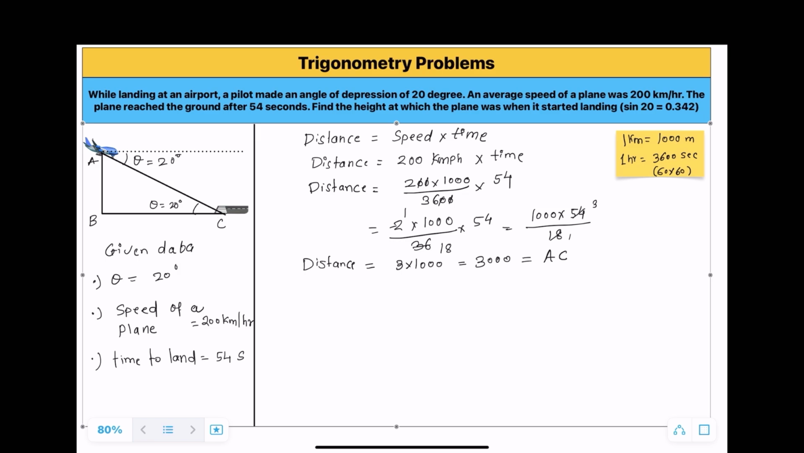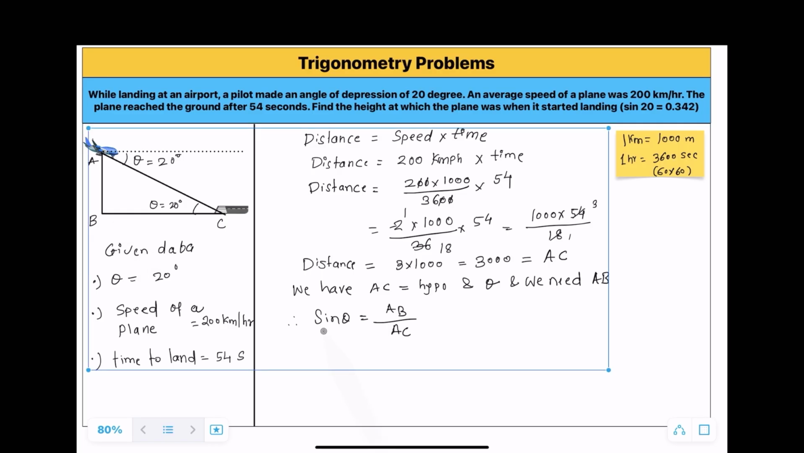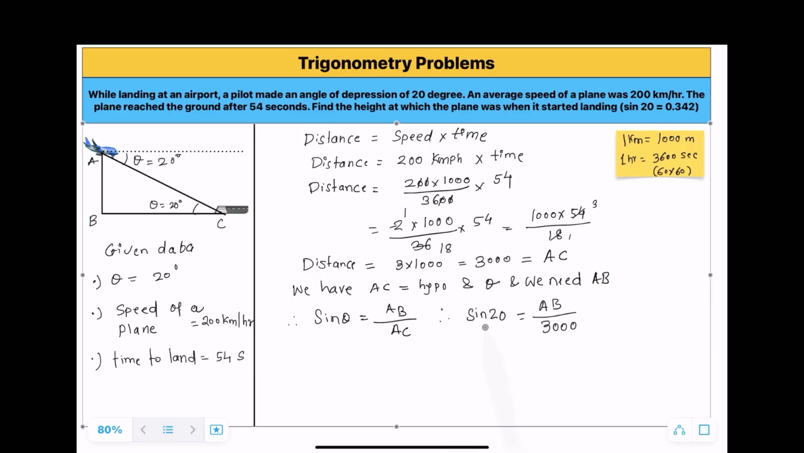We have calculated one side measurement now. We already have the angle. Now we have AC, which is the hypotenuse. We already have theta, 20 degrees. We need to calculate AB, the height or opposite side of theta. Here we have to use sine theta, which is nothing but opposite side upon hypotenuse. Opposite side is AB, hypotenuse is AC. Replacing the values, theta is 20, so sine 20 is equal to AB upon AC. AC is 3000. We have already been given the sine 20 value as 0.342.